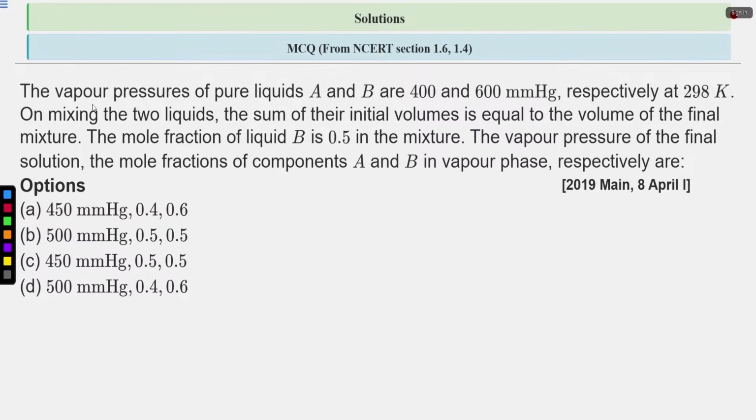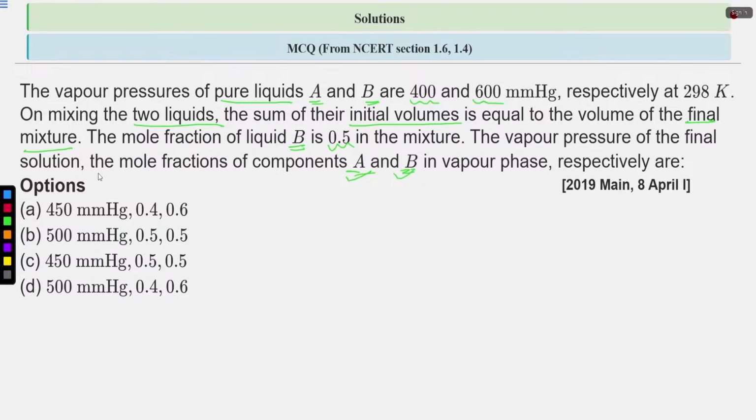The question says that the vapor pressures of pure liquids A and B are 400 and 600 mm of Hg respectively at 298 Kelvin. Now on mixing the two liquids, the sum of their initial volumes is equal to the volume of the final mixture. The mole fraction of the liquid B is 0.5 in the mixture, and the vapor pressure of the final solution and the mole fraction of components A and B in the vapor phase respectively are. So you have to identify three things: the vapor pressure of the final solution, and the mole fraction of components A and B in the vapor phase, as per the given information in the question.